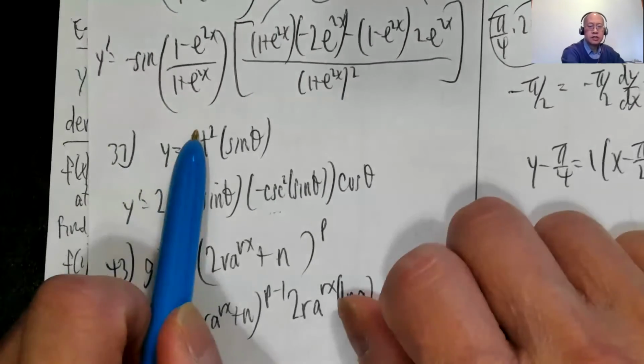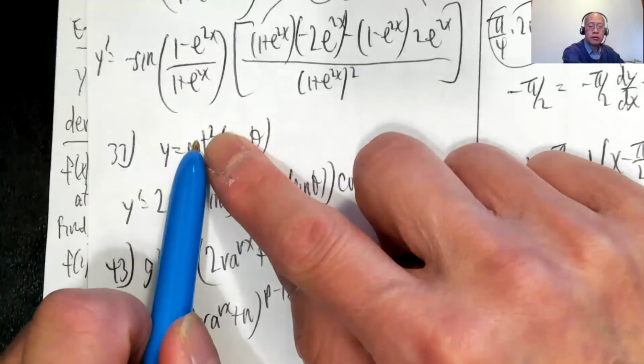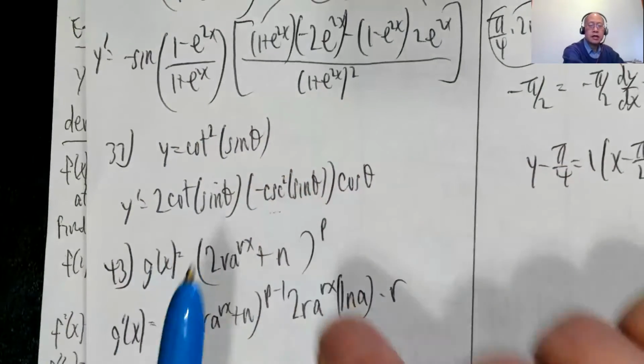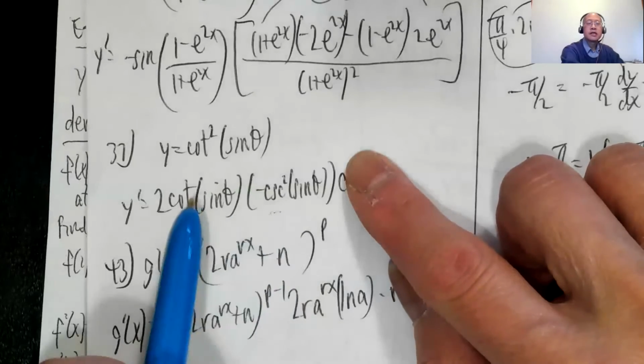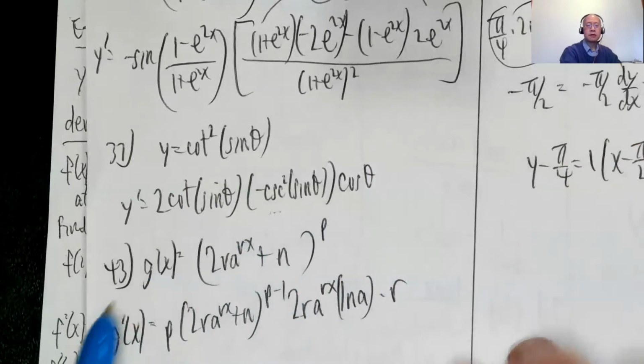37, cotangent squared of sine theta, outside function squaring. So 2 cotangent sine theta times derivative of cotangent, which is negative cosecant squared sine theta, times derivative of sine theta, which is cosine theta.